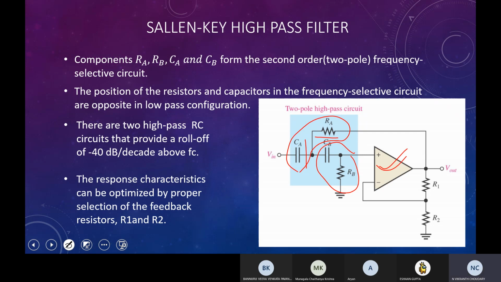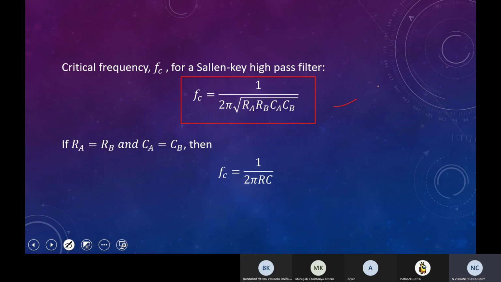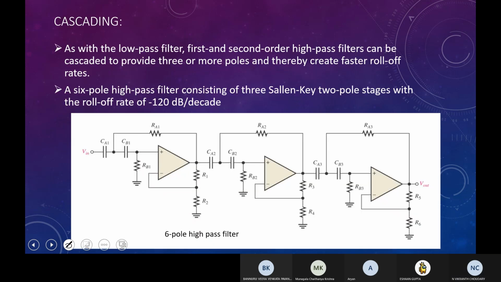The roll off rate increases as the number of poles increases. So for a one-pole filter, the roll off rate is like this. Then for a two-pole filter, the roll off rate would be like this, and it will get closer to the vertical line as we increase the poles. So even here the formula remains the same, 1 by 2 pi root RA RB CA CB. So if we take all resistors equal and all capacitors equal, then we'll get 1 by 2 pi RC. And next would be cascading of these filters.